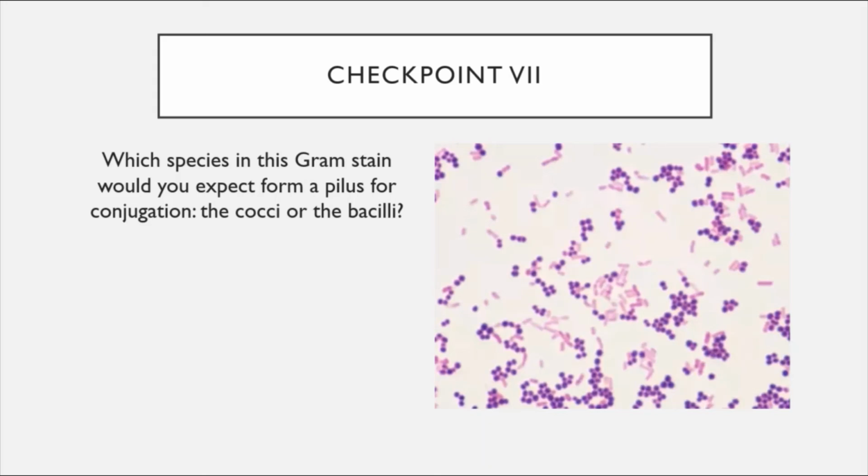We have one final checkpoint here to look at. Here you see a gram stain, and I want you to tell me, which of the two organisms would you expect to form a pilus in order to perform conjugation? Would you expect the cocci or the bacilli to form a pilus? Once you're finished with this one, you're finished with chapter 6.